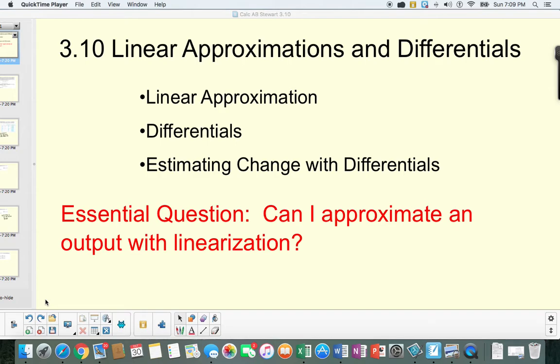Lesson 3.10, Linear Approximations and Differentials. Essential question: can I approximate an output with linearization?